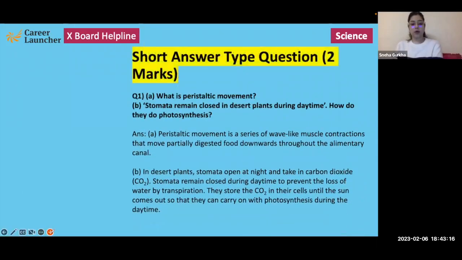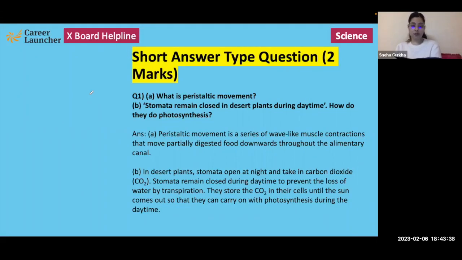Okay, so this was all for the MCQ type questions. Similar questions can be expected. Next, we move on to short answer type questions. Each short answer type question that we are going to deal with right now carries 2 marks. So let's have a look at the first question.